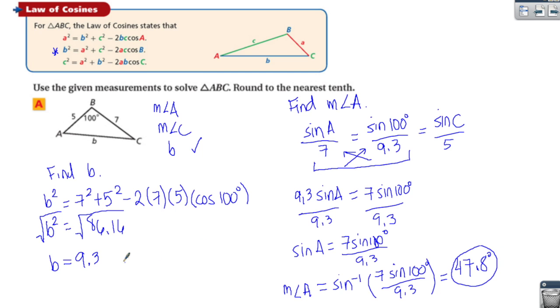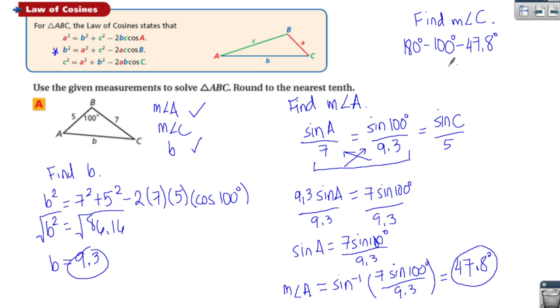All right, so at this point, we've found the side length B, checked it off. We also found the measure of angle A, 47.8. And now we're down to finding the last missing part of the triangle, which is the measure for angle C. And as you know, the sum of all the angles in a triangle is going to be 180 degrees. So we simply need to take away the two given measurements so that we can find the last missing piece.